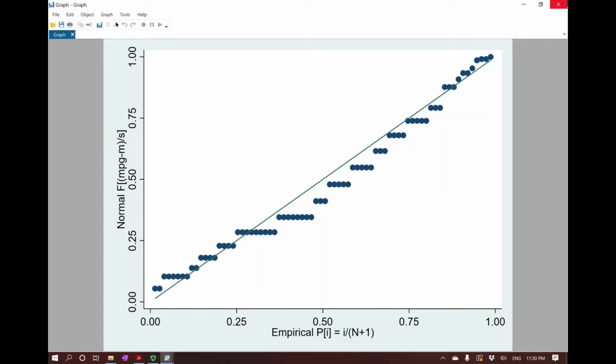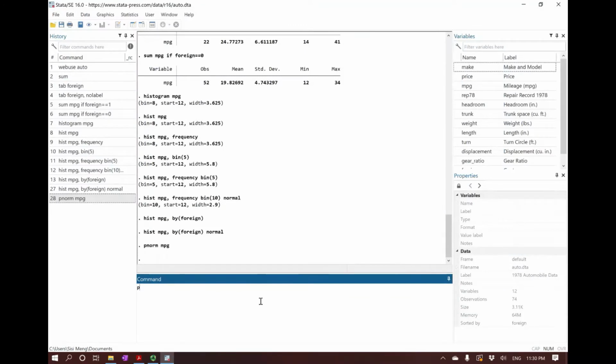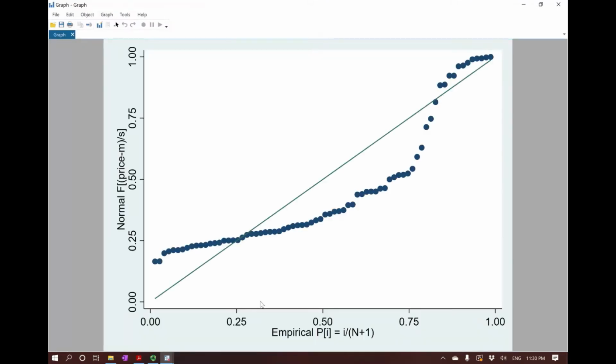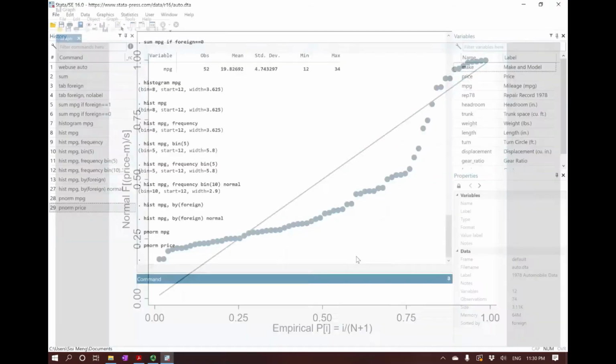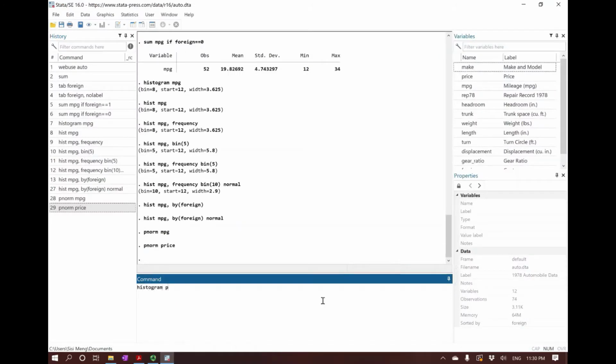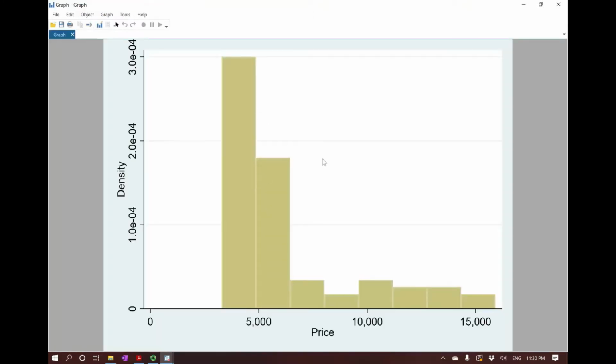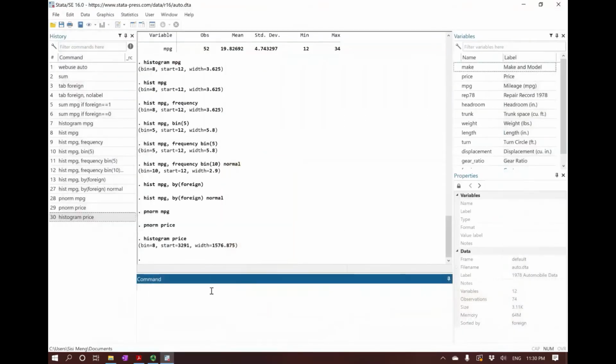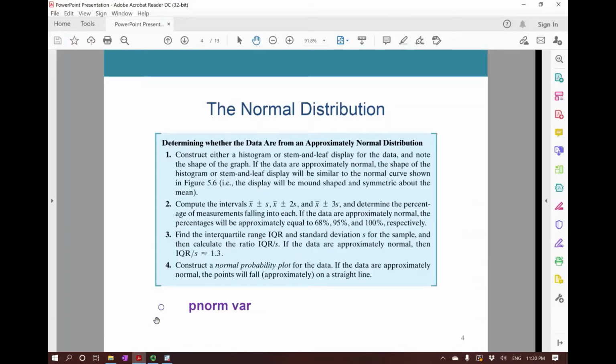Okay? So if we assess another variable, for example, pnorm price, you see that the price actually deviates from this line a lot more. So I would say that the price is not a very good normal distribution and so on. So if we look at the histogram for price, probably we'll see a much more skewed histogram. It looks like this. Okay. So this is the alternative way to look at normal distribution, the pnorm command.